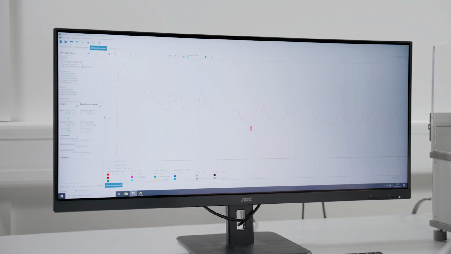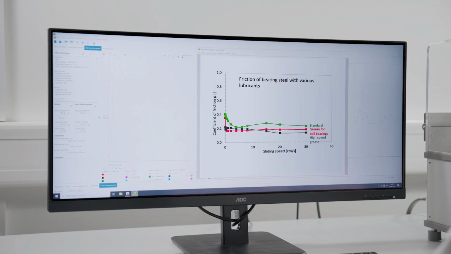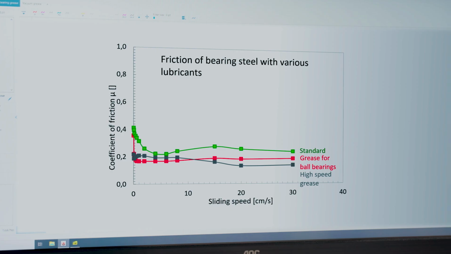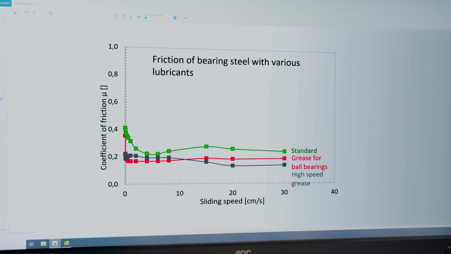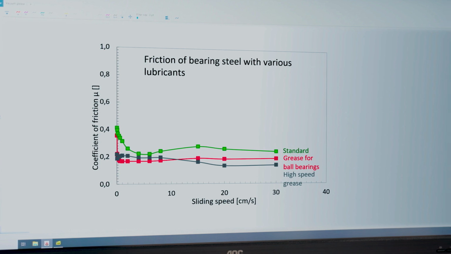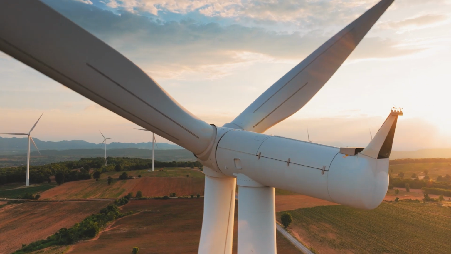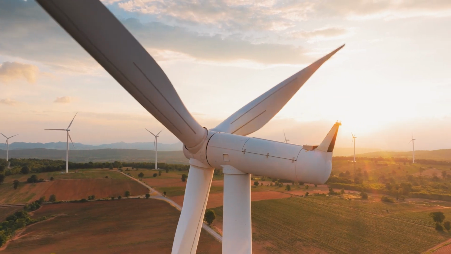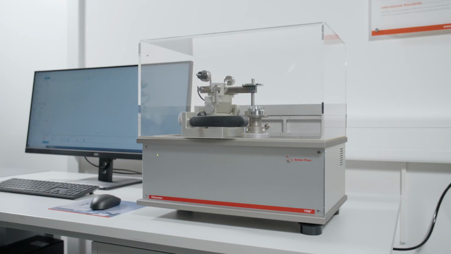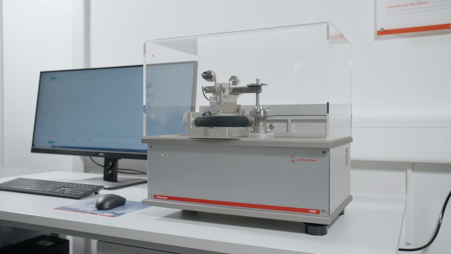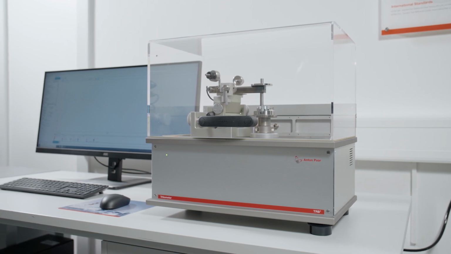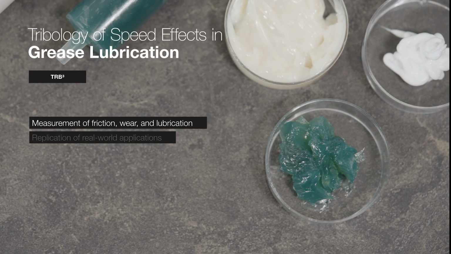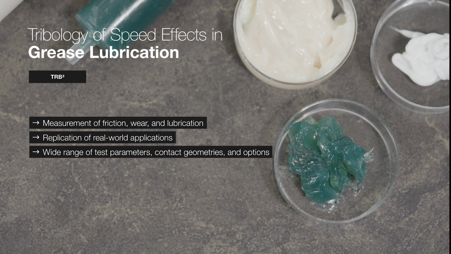In this particular experiment, we compared the lubrication of a selection of greases. This is very important in applications like wind turbines, where bearings are subjected to acceleration and deceleration due to fluctuating wind. With the help of the tribometer, we can identify lubricants that deliver the lowest friction across a wide speed range, making it a powerful tool for fast lubricant selection.